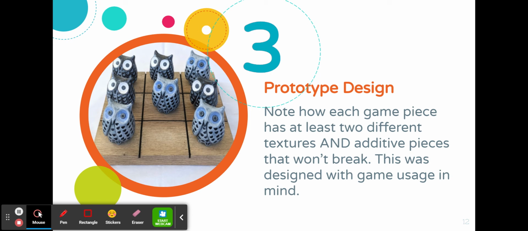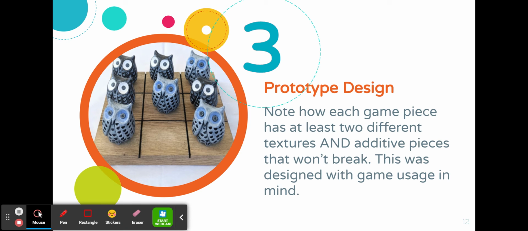So inside each one of these owls is a little tiny wad of aluminum foil and a fishing weight, so that it guarantees that the owl, when you set it down on top of the tic-tac-toe board, does not tip over. Because the only thing more annoying is when you set it down and it tips over, only to knock over everyone else's game pieces and no one remembers where they were playing.